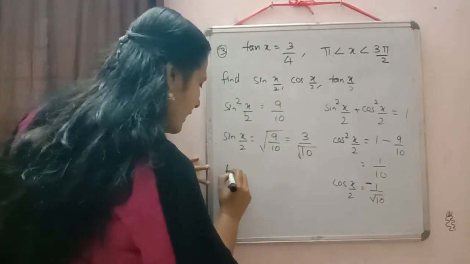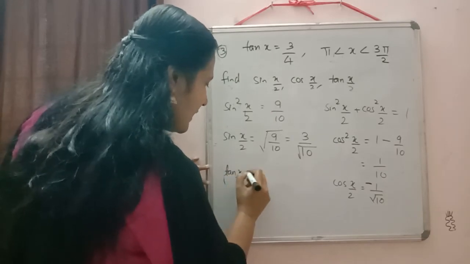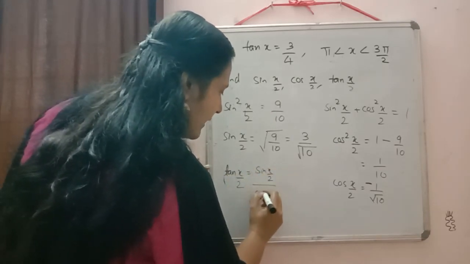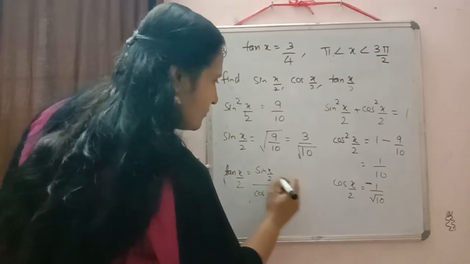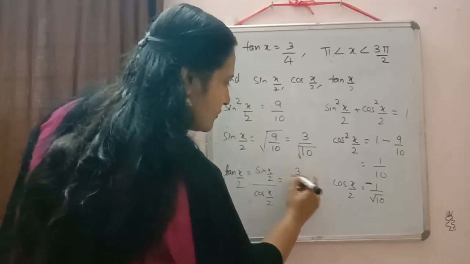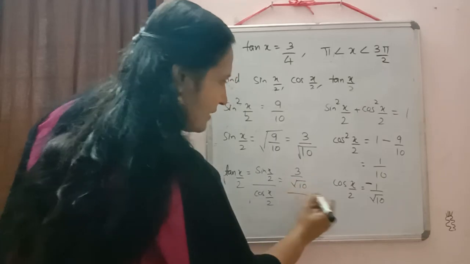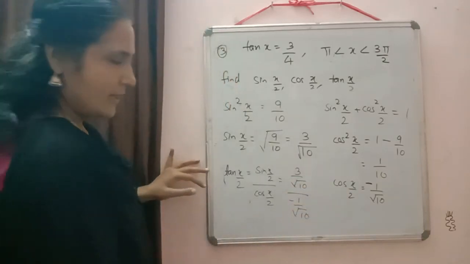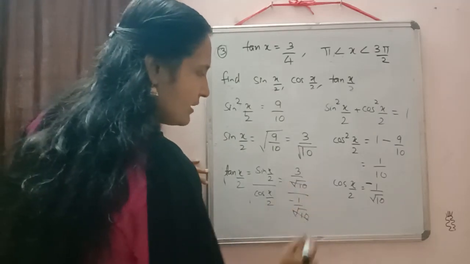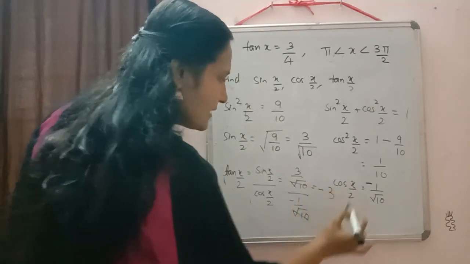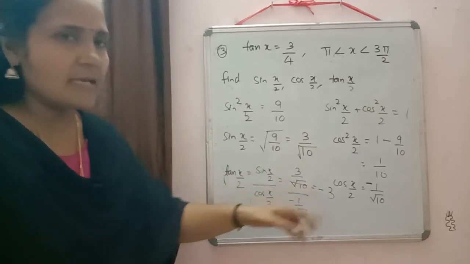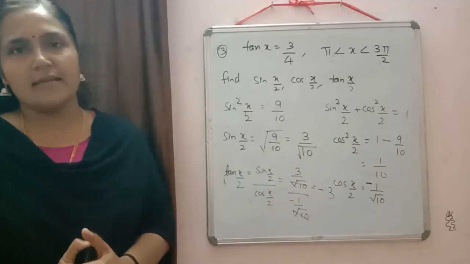After that, how can we calculate tan x by 2? It can be written as sin x by 2 divided by cos x by 2. What is the value of sin x by 2? 3 by root 10. And cos x by 2? Minus 1 by root 10. So root 10 and root 10 will get cancelled. We will get the answer equal to minus 3. So tan x by 2 is equal to minus 3.